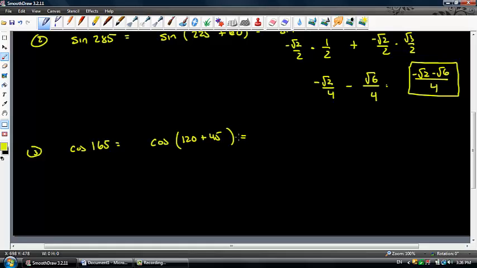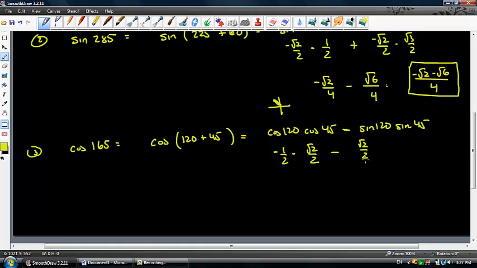Now I've got to be more careful with cosine. Cosine is opposite our intuition, so it's going to be cosine of 120 cosine of 45 minus, because cosine's opposite, sine 120 times sine of 45. Now, cosine of 120 degrees, in case you guys don't know, is right here on the unit circle. And so that is going to be negative 1/2 times root 2 over 2 minus sine of 120 is going to be root 2 over 2. Oh, sorry, getting ahead of myself there. Sine of 120 is going to be root 3 over 2, and then times root 2 over 2.